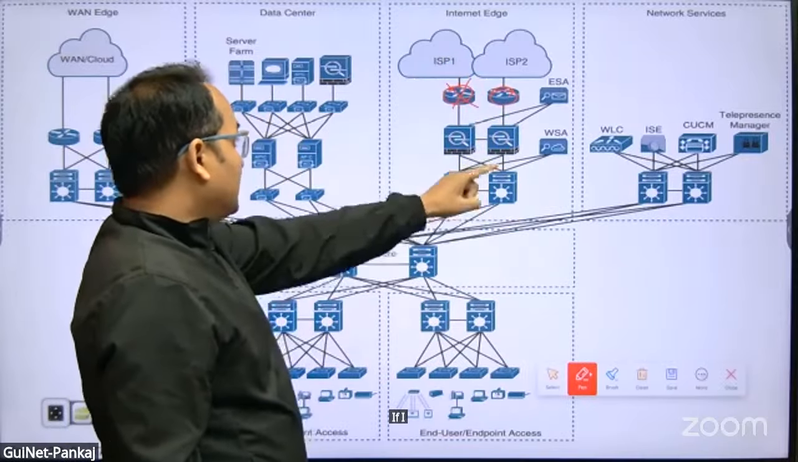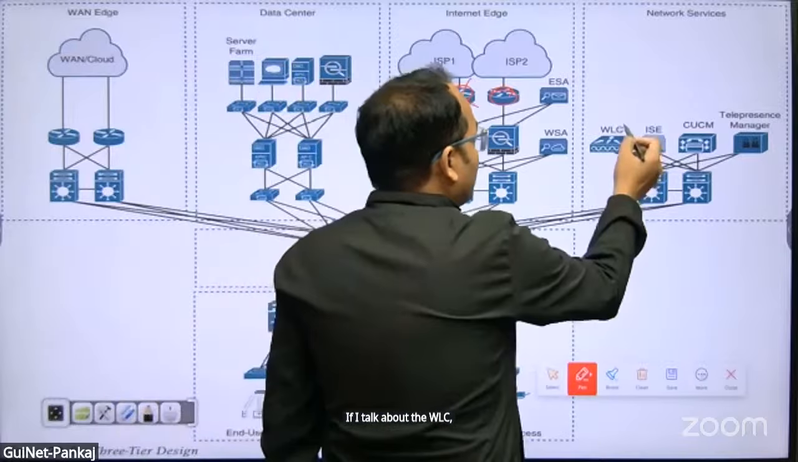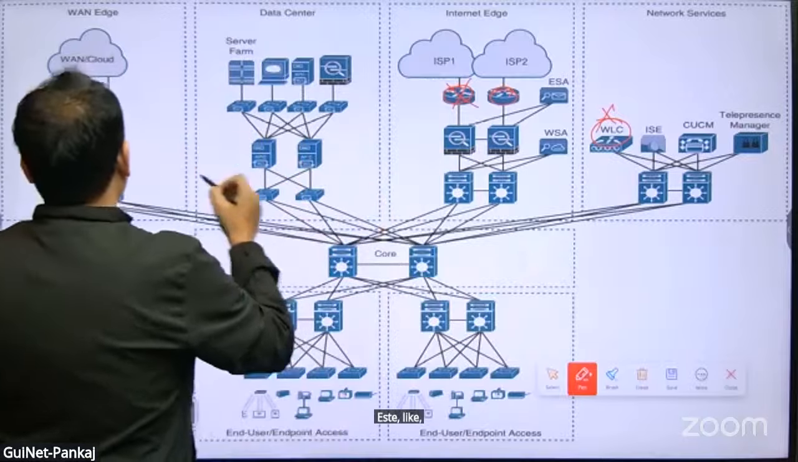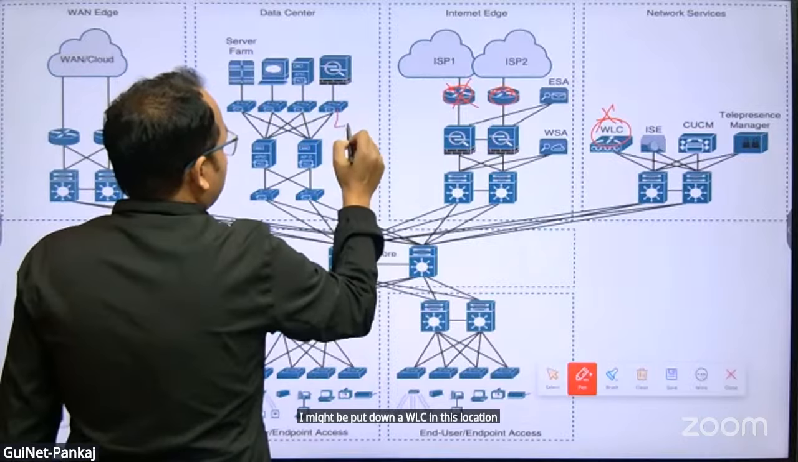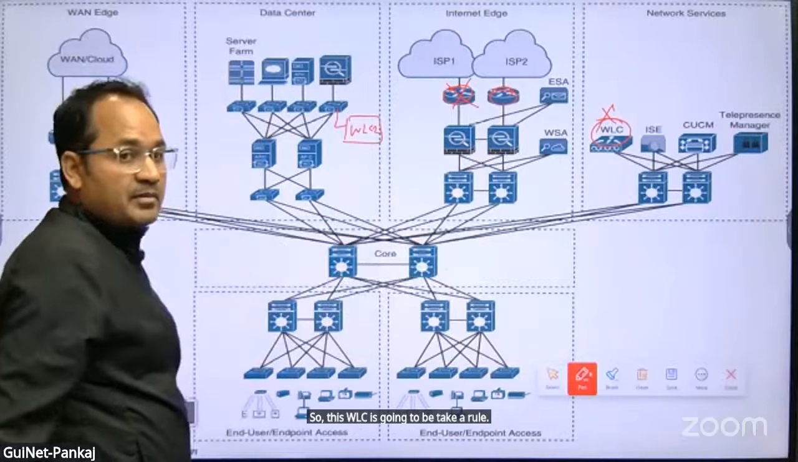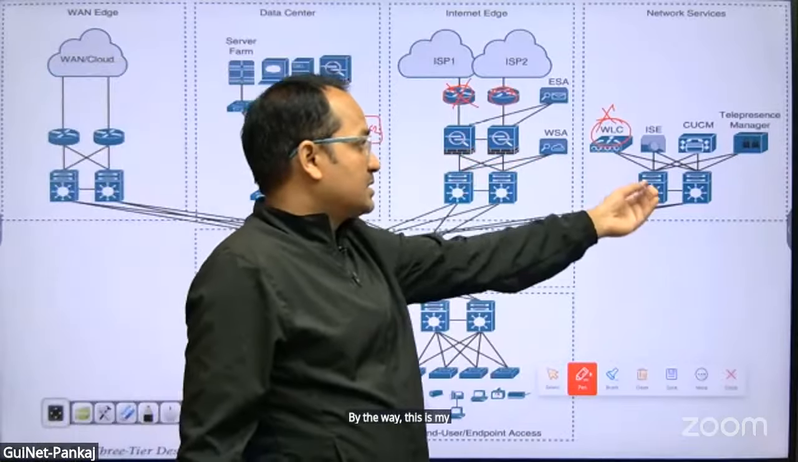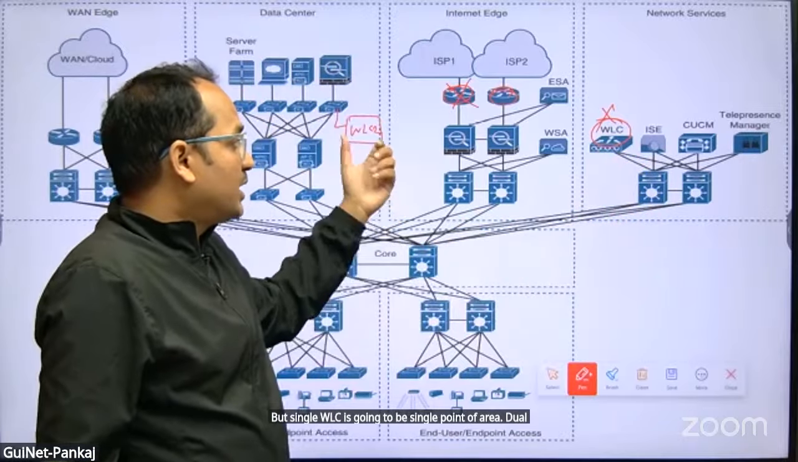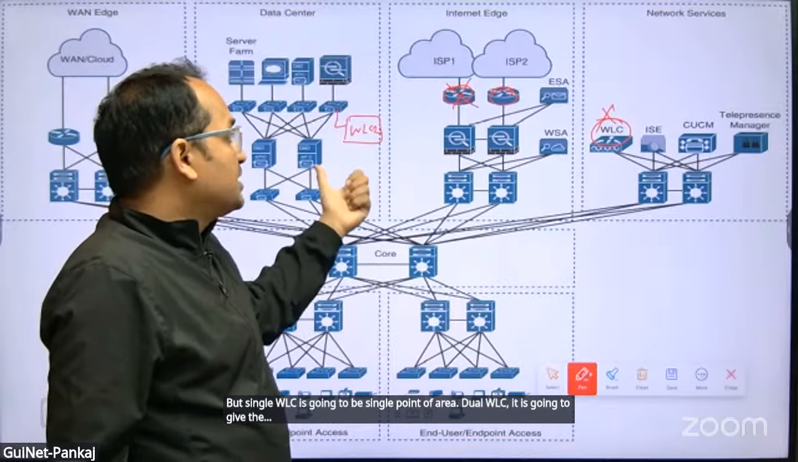If I talk about the WLC, there should also be two WLCs. If one goes down, I might still put another WLC in this location. Just giving an example. This WLC is going to take a role. Maybe this is my main network service, but a single WLC is a single point of failure. Dual WLC is going to give the redundancy for that.